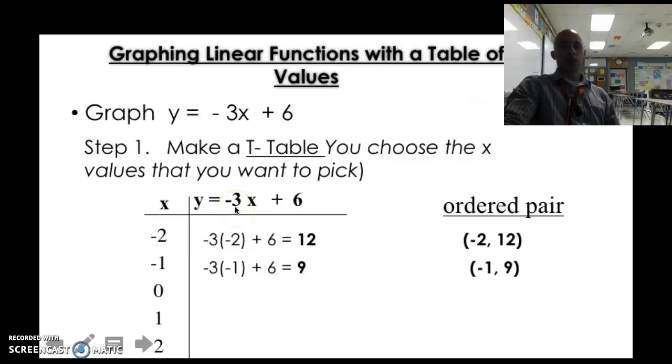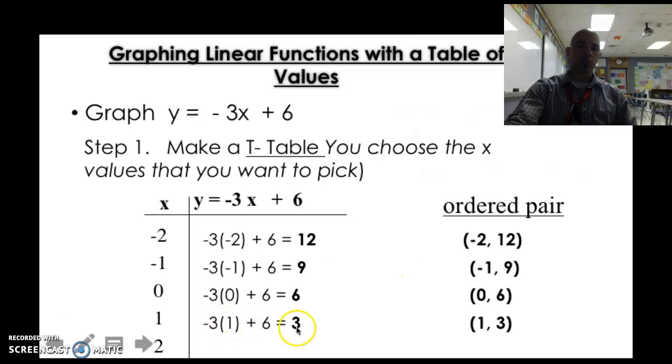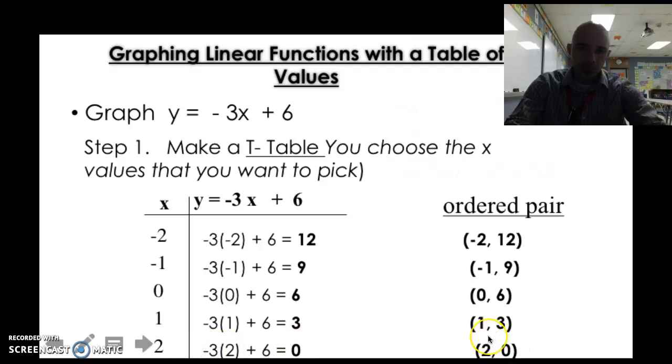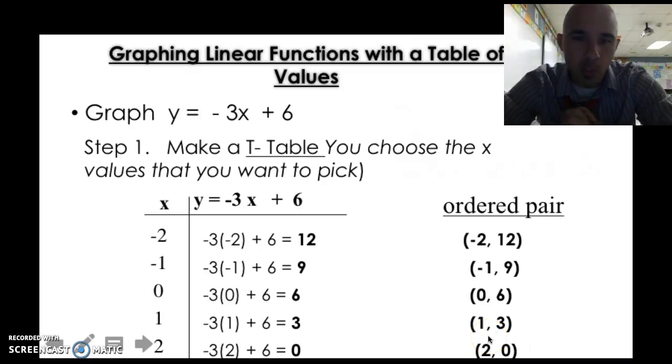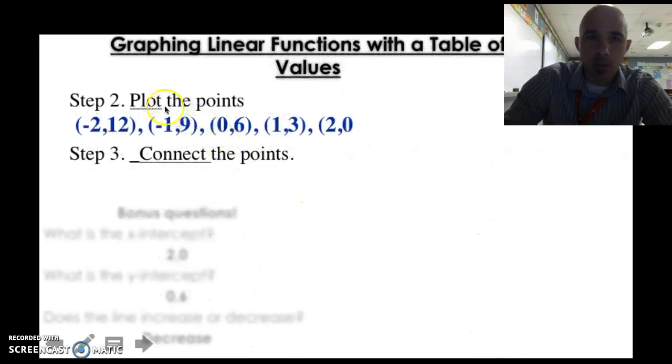-3 times 0 plus 6 equals 6. You're going to plot 0 for your x, 6 for your y. -3 times 1 is -3, plus 6 is 3. And -3 times 2 plus 6 equals 0. Now you have step 1 completed. You need to go and plot those points.